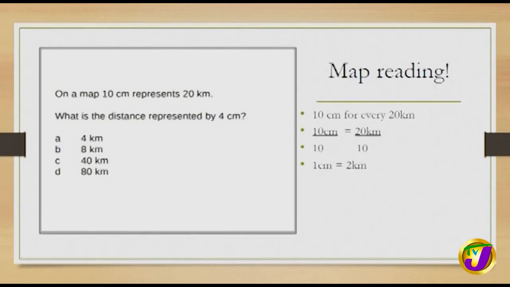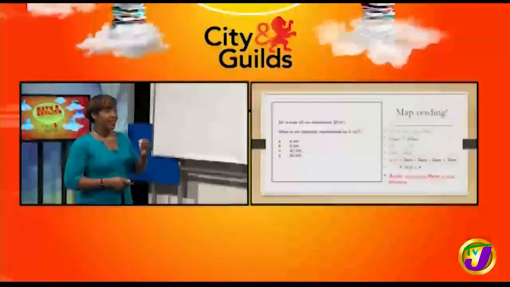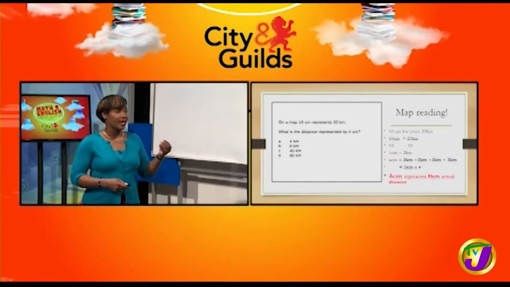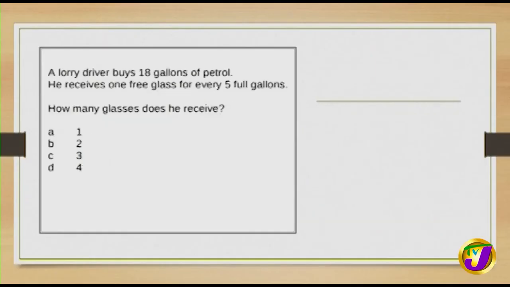They asked me to find out how much 4 centimeters would represent. So if I know 1 centimeter is 2 kilometers, I can add 2 kilometers 4 times, or I can multiply 2 kilometers by 4, giving me 8 kilometers. So 4 centimeters will represent 8 kilometers.